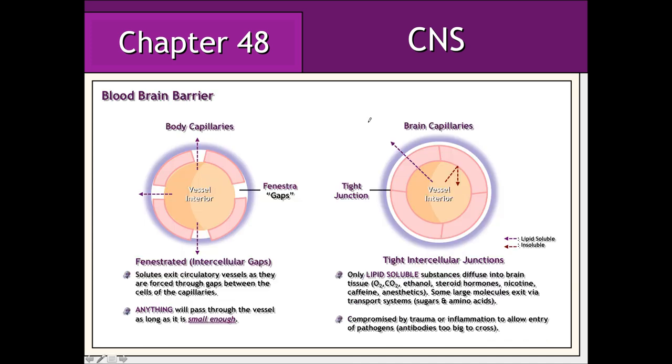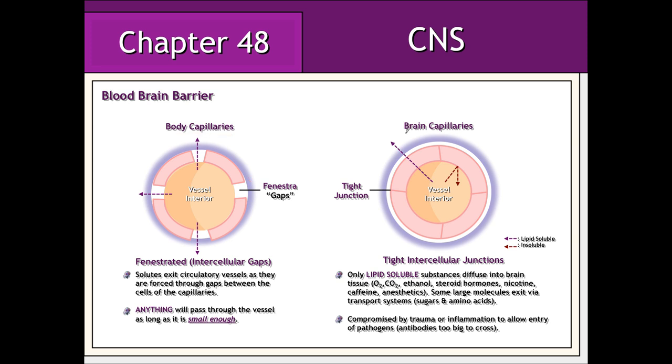Here we can see a comparison between the capillaries that are found in the brain as opposed to those found elsewhere in the body. Most capillaries throughout the body are characterized by a series of gaps between cells that make up the capillary wall. And these gaps allow for various solutes within the blood to pass out of the capillary into the surrounding tissue. These capillaries aren't terribly selective, for anything tends to pass through the vessel wall as long as it is small enough to fit through these gaps.